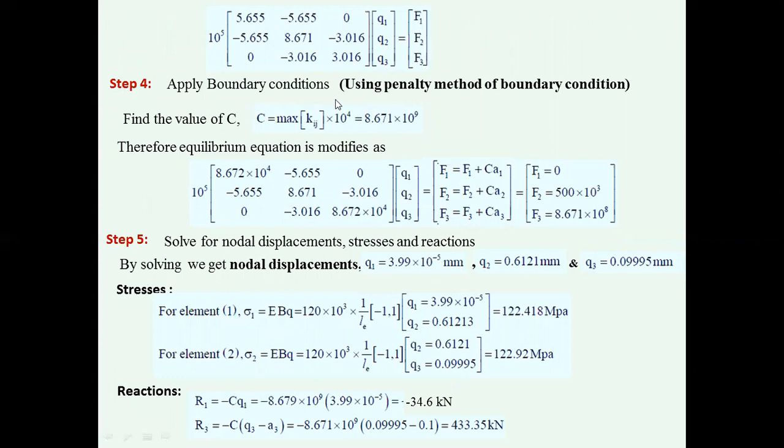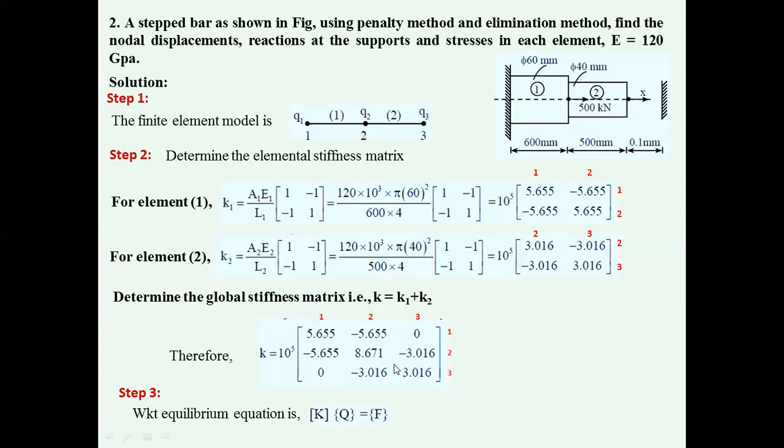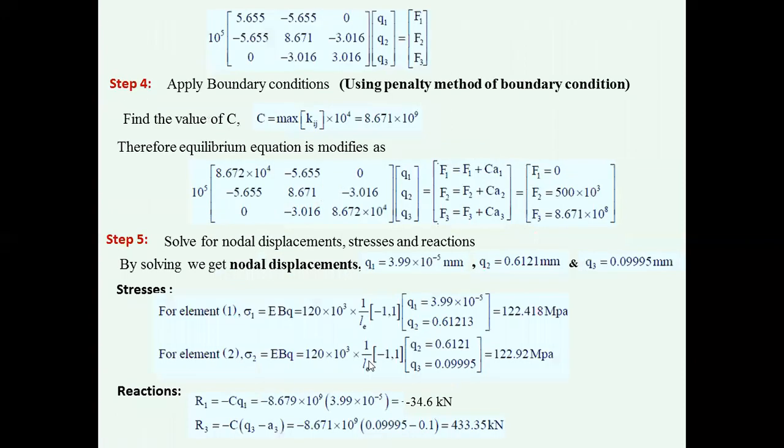Now you apply the boundary condition. By using the penalty method of boundary condition, the first thing is you have to find the value of C. C is the maximum of K of ij into 10 to the power of 4. In the stiffness matrix, you have to find the maximum value. In this, the maximum value is 8.671 into 10 to the power of 5. Don't forget to add this. Multiply this: 8.671 into 10 to the power of 5 into 10 to the power of 4, we'll get 10 to the power of 9.